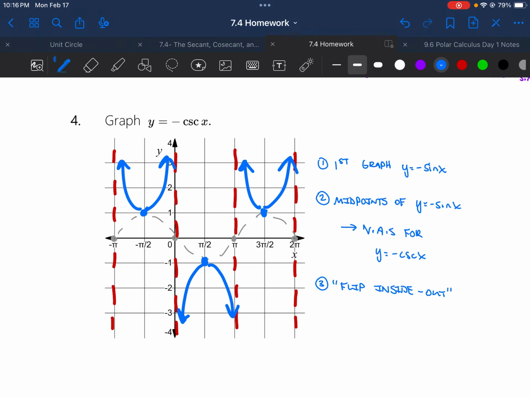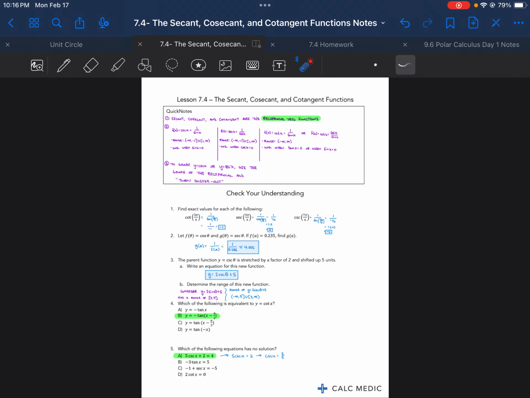Okay, so those are quick and easy ways to graph the reciprocals for secant and cosecant. You just replace the secant and cosecant with its reciprocal, graph the reciprocal, and then flip the graph inside out, so to speak.